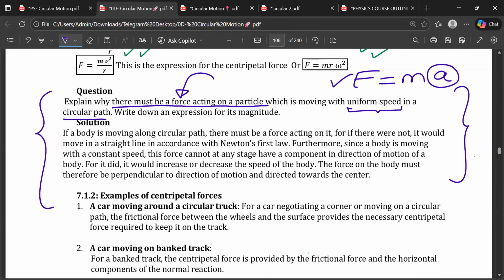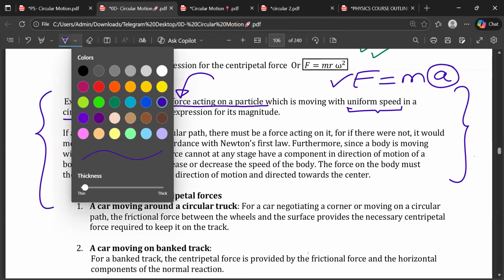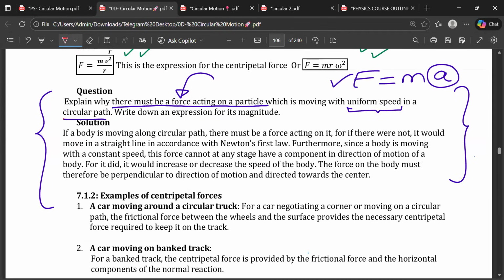You get? So the question that we did at first was saying, why is it that if a body is moving with uniform speed in a circular path, it is said to be accelerating? Now here they are saying, for such a similar body, why should we say that there is a force acting on it? But force is MA, so it is the same explanation. We just don't need to complicate physics.